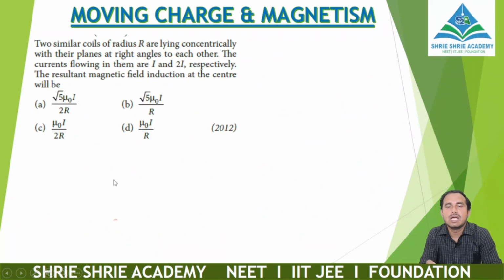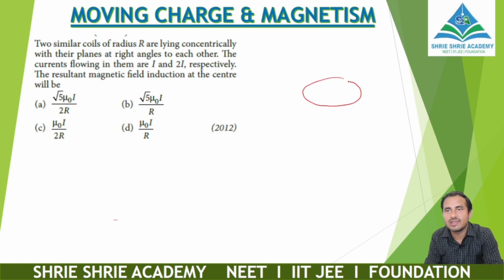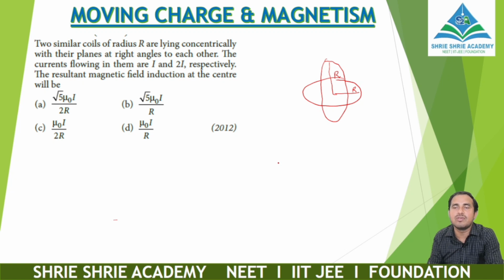Next, two similar coils of radius r are lying concentrically with their planes at right angles to each other. The currents flowing in them are I1 and I2 respectively. The resultant magnetic field at the center is, two similar coils are there, radius is r. This is one, this is another one. So actually their planes are mutually perpendicular. So actually one is like horizontal, one is vertical.